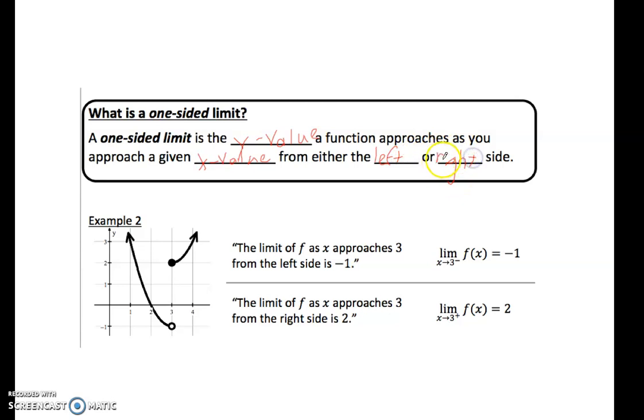I always like doing the one-sided limits first and seeing if they match up. On this example over here, right before -3 from the left side, we can see that we're pretty much right at -1 for the y value, approaching that -1. And from the right side, we can see that the y value is approximately going to be 2. But the two-sided limit does not exist.